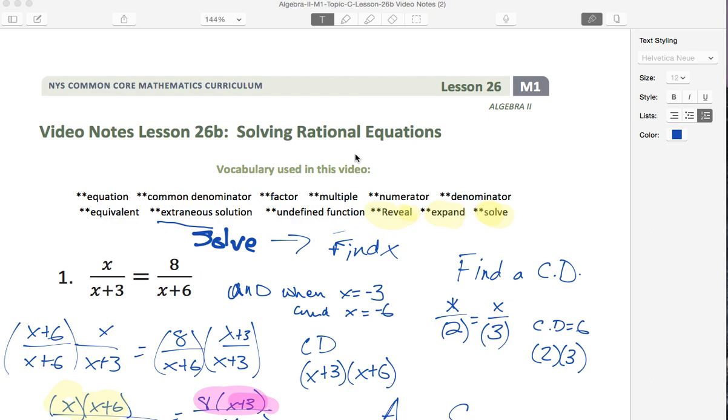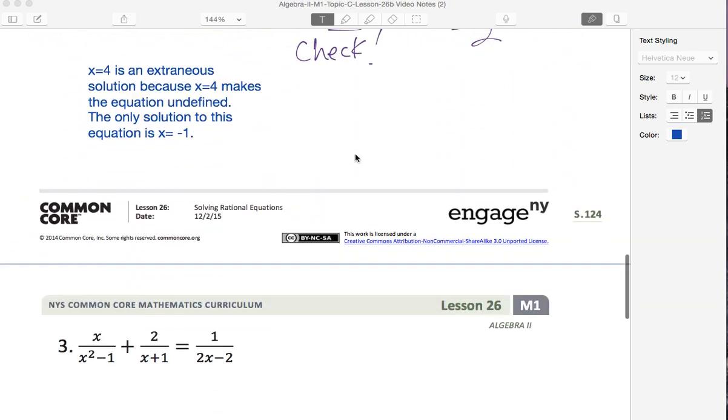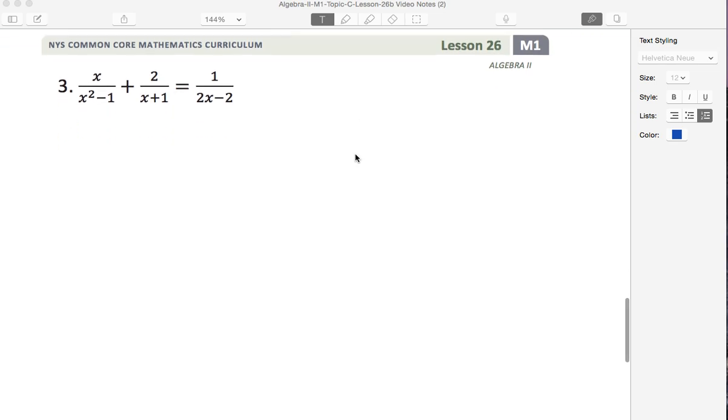Hello, you are in the final example in the final part for lesson 26B with your notes. You are being a champion with all your notes today. We are going to work on one more example.